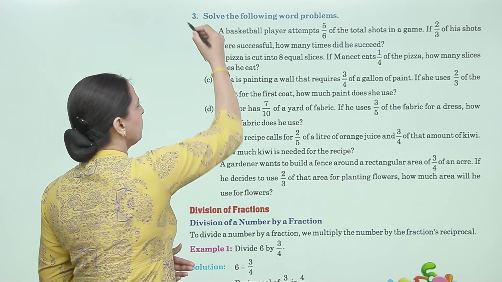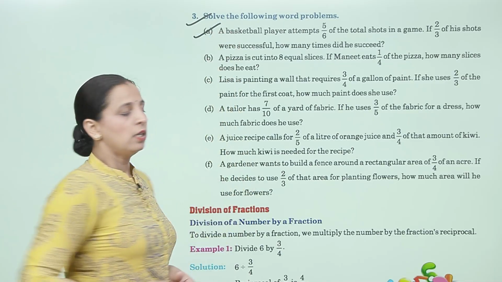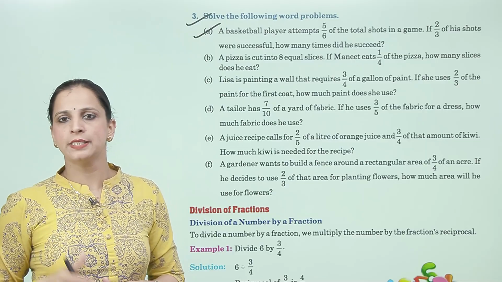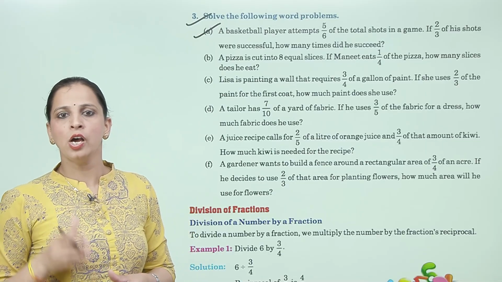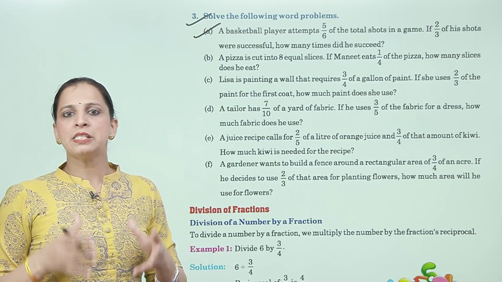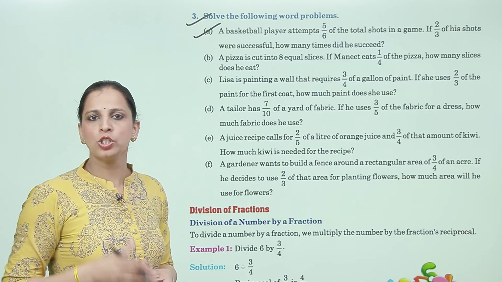A part, a basketball player attempts 5 by 6 of the total shots in a game. If 2 by 3 of his shots were successful, how many times did he succeed? Attempts 5 by 6 of the total shots and 2 by 3 of his shots were successful.